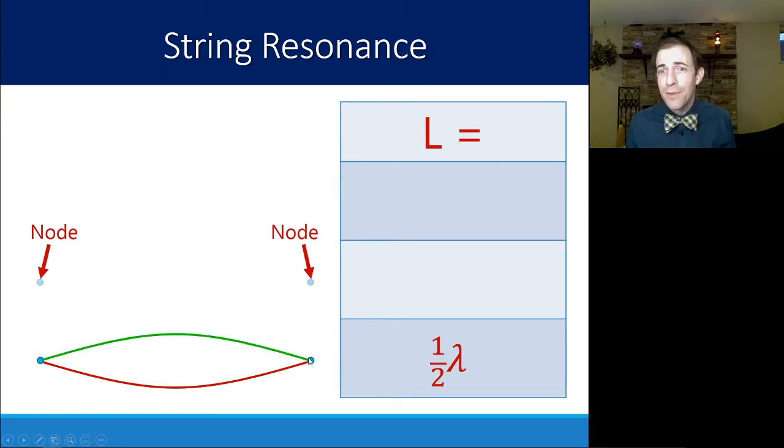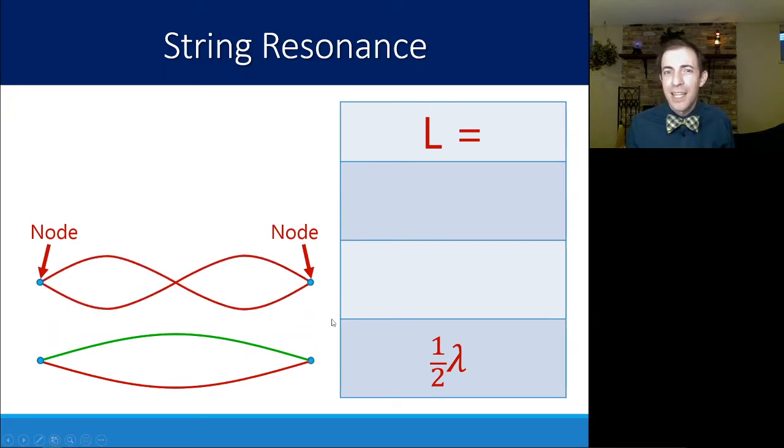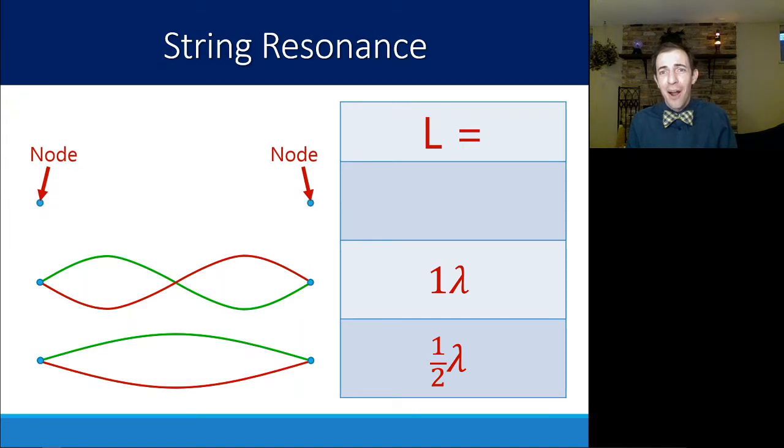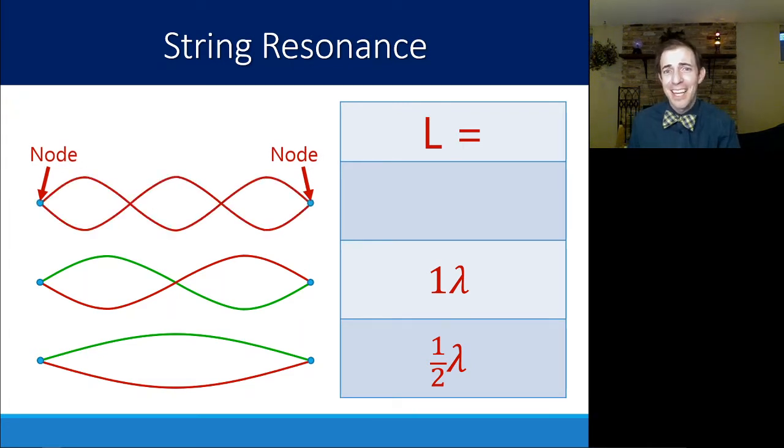The next most complex, the second harmonic of this string, is one that has a node on both ends and a node in the middle, so it has 2 standing waves. That is 1 complete wavelength, or 1 lambda. And then the third harmonic, the third resonating position, looks like this. That's 3 standing waves, or 1.5 times the wavelength, 3 halves of the wavelength.